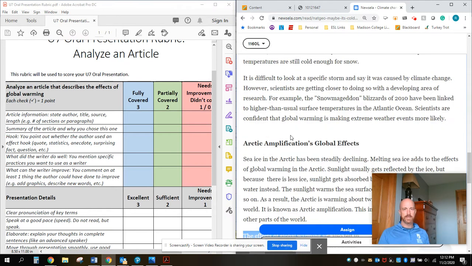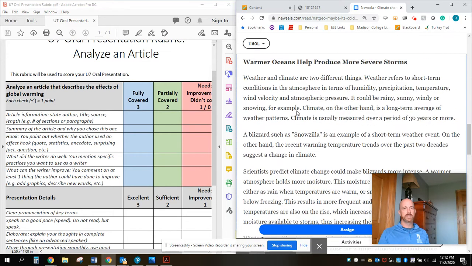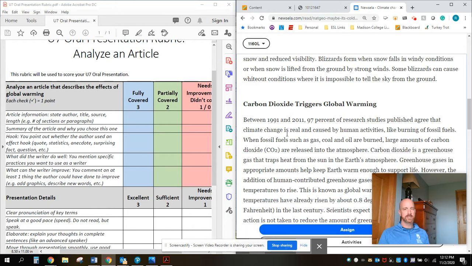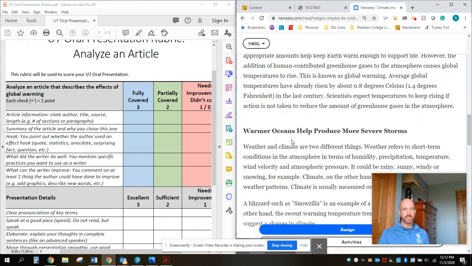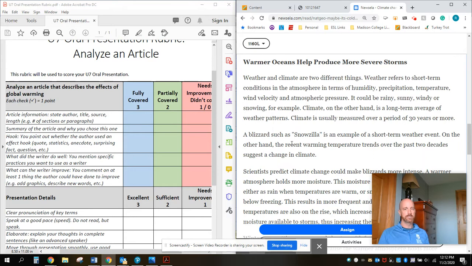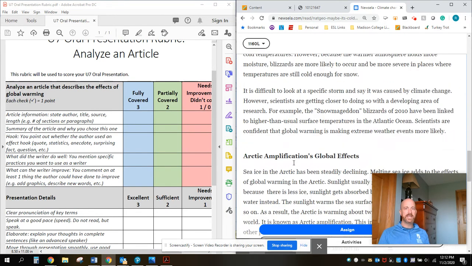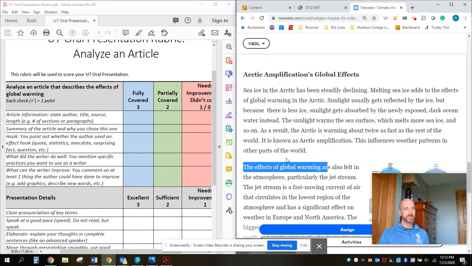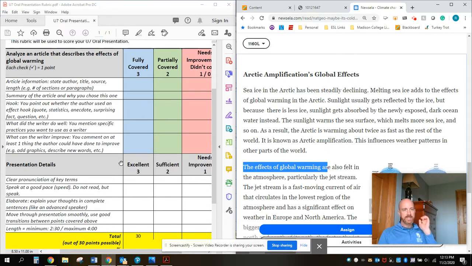So overall, I thought it was a very good article. I thought that the author did a good job describing each section and the effects that carbon dioxide has on global warming, that warmer ocean temperatures have on creating more severe storms, and that the melting of Arctic ice is having in different parts of the world. So I really enjoyed this article. I would recommend reading it. And that's my Unit 7 oral presentation.